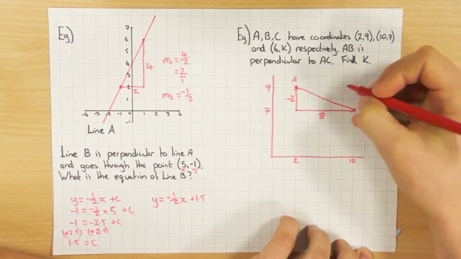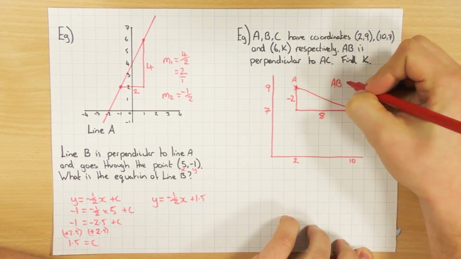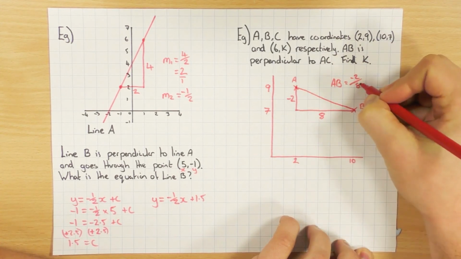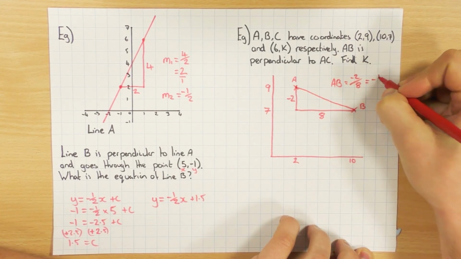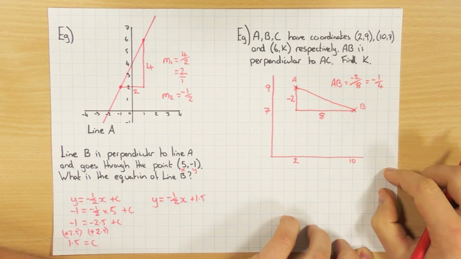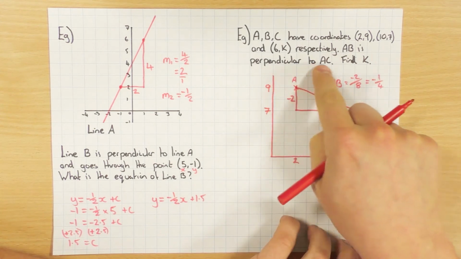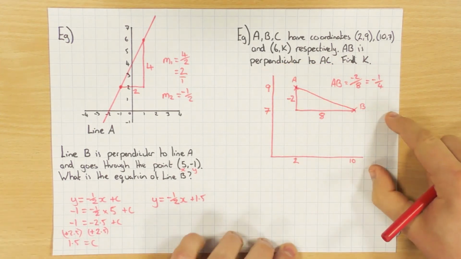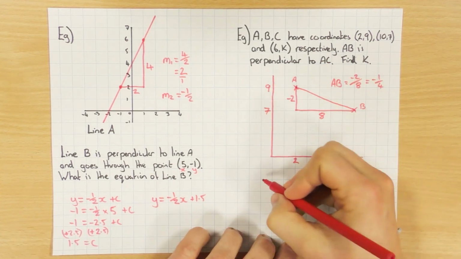So the gradient of AB is going to be the change in y, -2, over the change in x, which is 8. Just simplify that to be -1/4. So the gradient of AB is -1/4. So if I now want to work out the gradient of AC, which we're told is perpendicular, I can then work out the gradient of that. So let's do that down here.